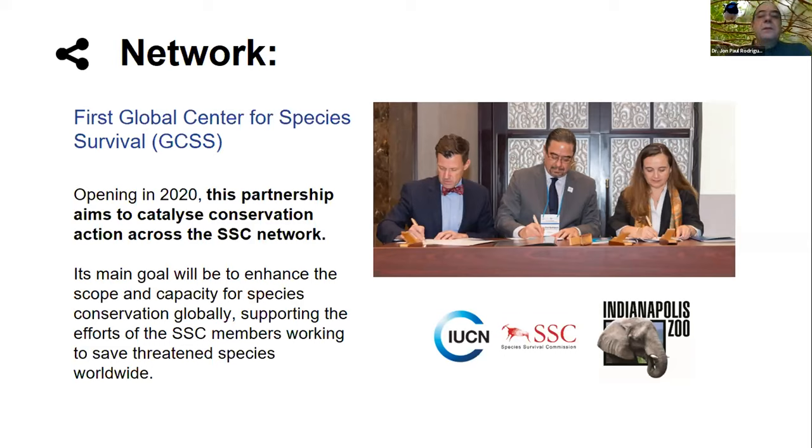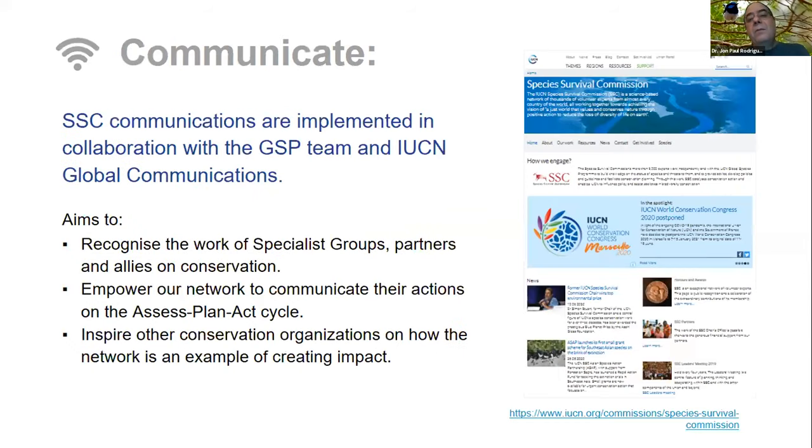Now, the final of these components, communicate. This is a new area for us. It's only been around for 2 years, since 2019. We have a communications officer, and her job is to help us, on the one hand, promote the work of specialist groups, also help people build their plans around Assess Plan Act, and also take the work that we do beyond SSC and IUCN and try to inspire other organizations to work with us.